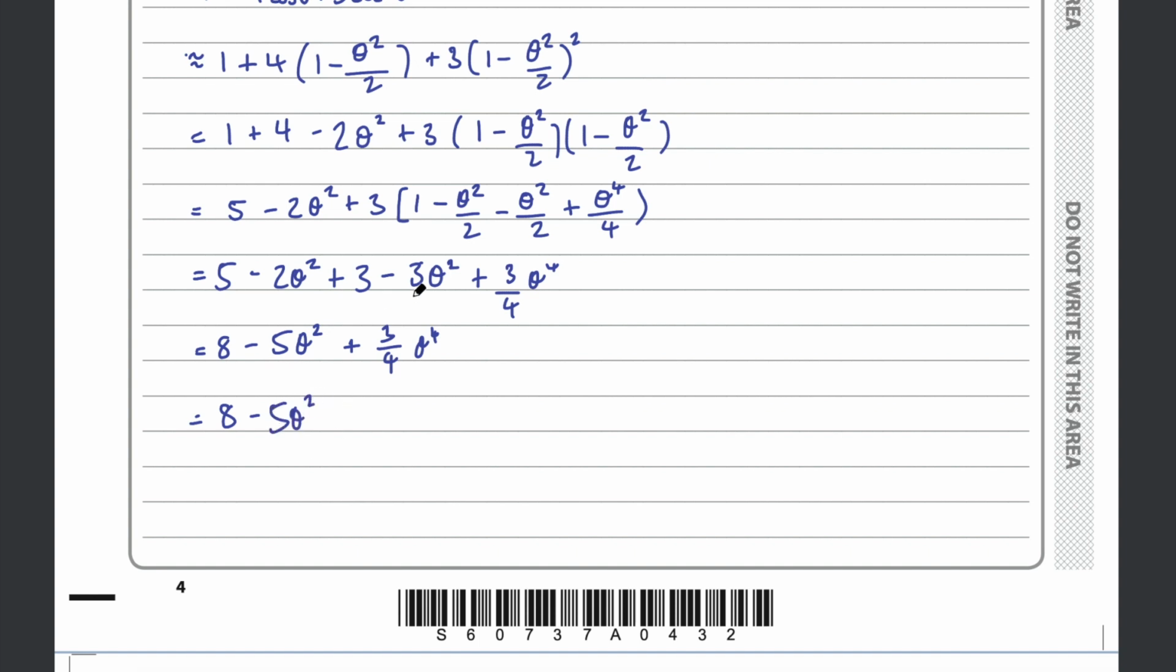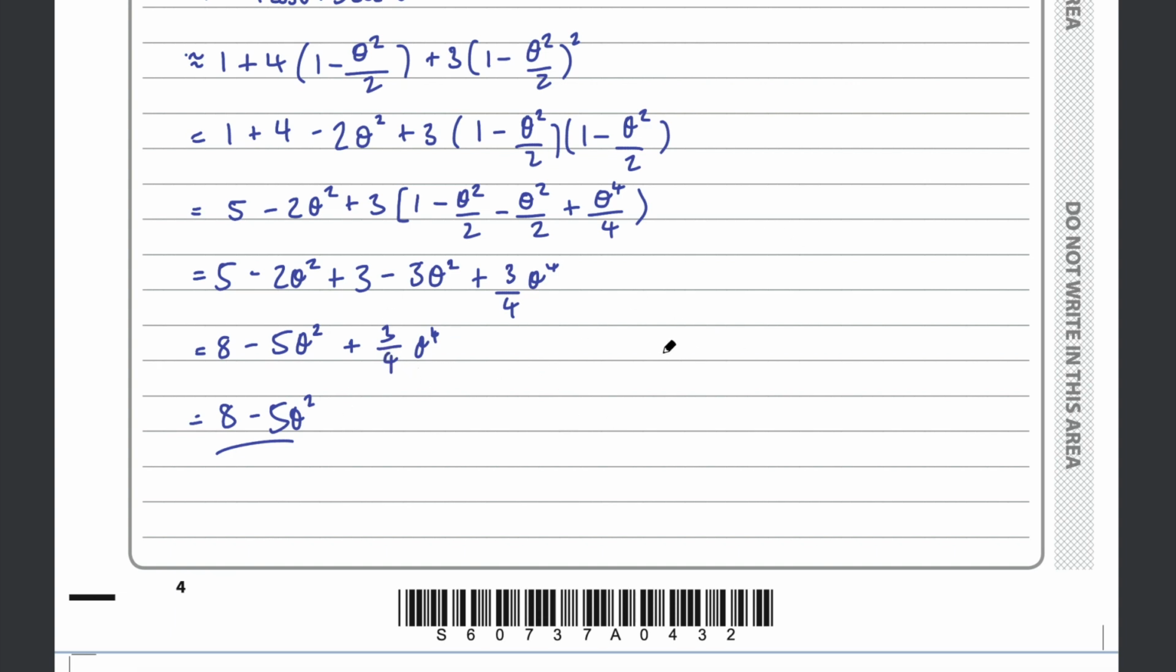And the mark scheme doesn't even account for this. You can just leave it off. You don't actually need to give an explanation as to why you leave that theta to the power 4 out of your answer. You can just finish with this. And as long as you're understanding why you're leaving that off, then that's fine. You don't actually have to write down why you're doing that. And hopefully that makes sense.